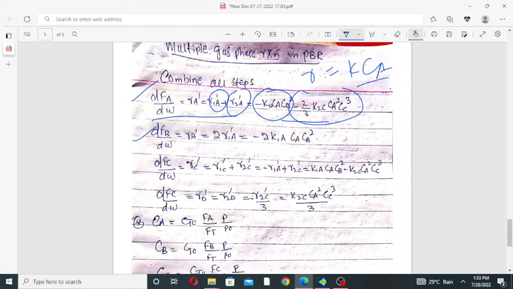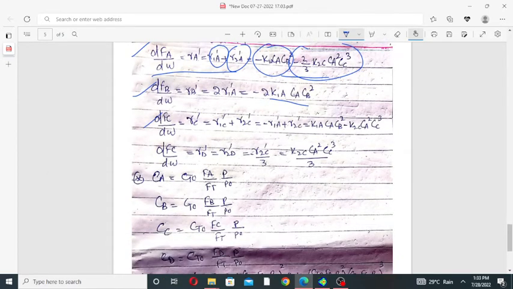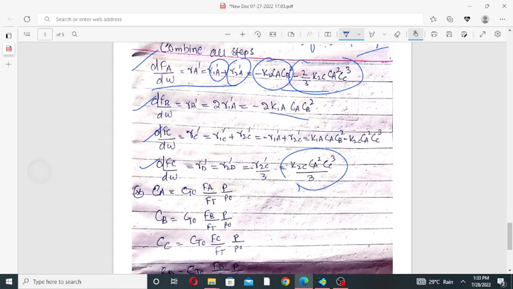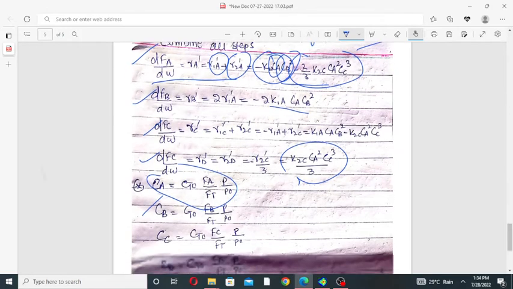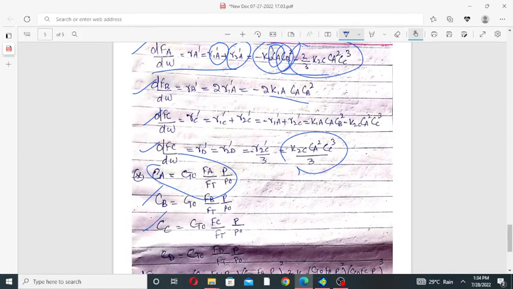Similarly, for component B, we combine the rate and concentration relationship. Similarly, for component C, and this was for component D. Now in place of CA, we put this one. In place of CB, we put this relation. In place of CC, we put this relation. In place of CD, we can put this relationship. So in place of CB, we can put this one.